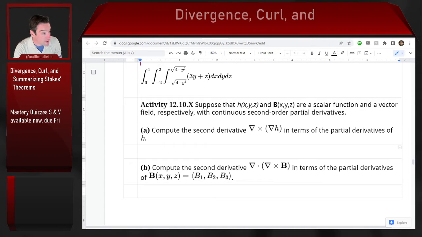And to make this work, we're going to assume that h and b are functions that have continuous second-order partial derivatives. So this is also going to give us our first instance of practicing taking the curl of a vector field, which is nothing more than taking this derivative operator and taking its vector cross product with whatever I'm crossing it with. So order of operations, work your way from the inside out, find what the gradient of h looks like using the partial derivatives of h, and then take the curl of that thing and see what happens.